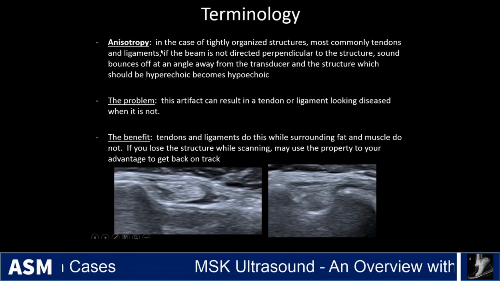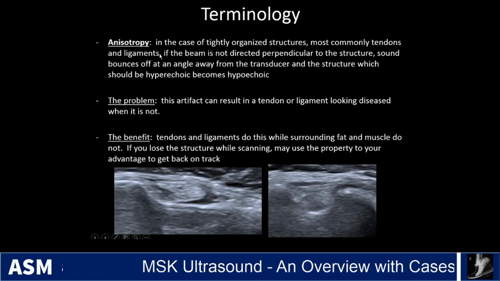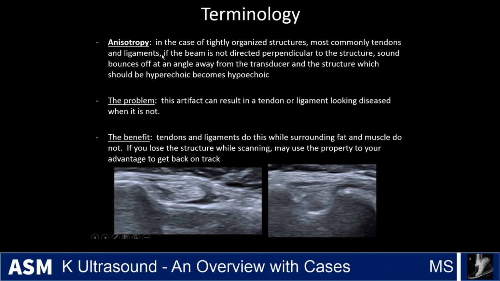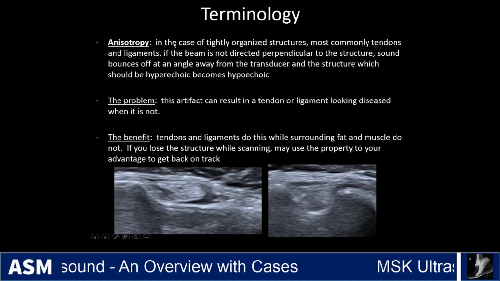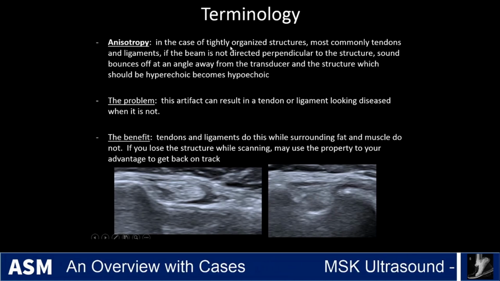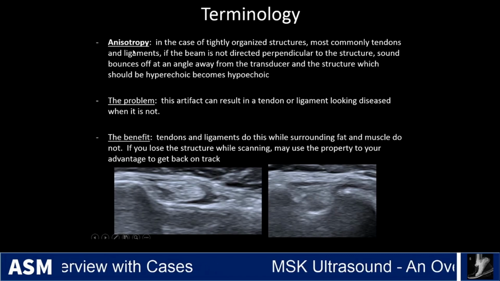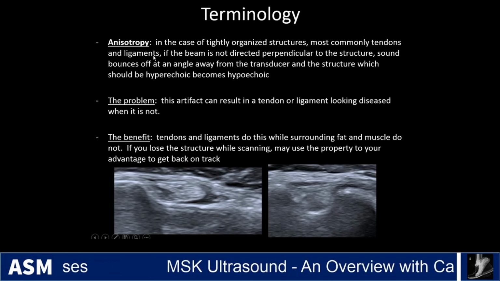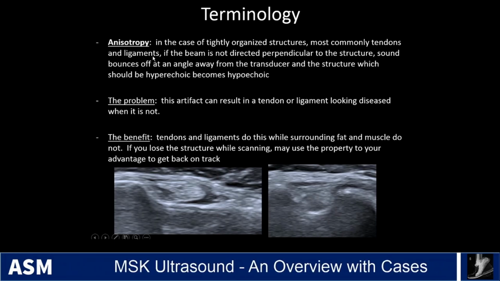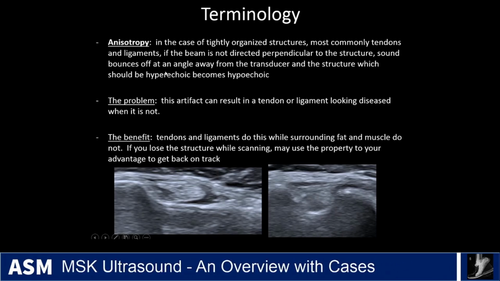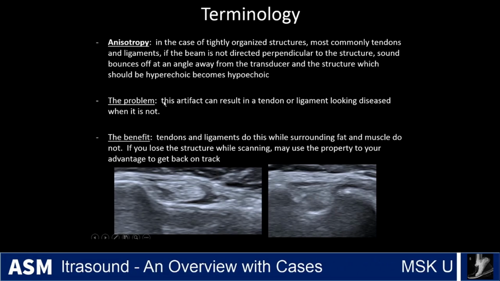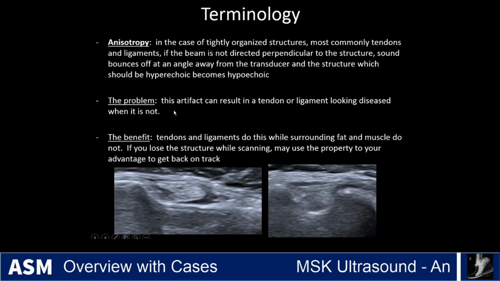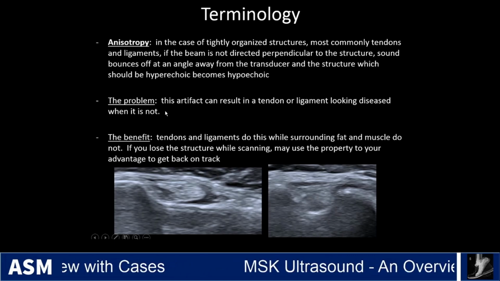One of the things that you'll encounter both on your core and certifying exams in radiology and in real life is the problem of anisotropy when we're talking about tendons and ligaments. In the case of tightly organized structures such as tendons and ligaments, where you have collagen fibers arranged in parallel orientation, if the beam is not directed perpendicular to the structure, some of the sound beams may bounce away from the structure and not reach the transducer, and it may appear hypoechoic. This can be mistaken for pathology, potentially tendinosis or tears or things of that nature. So you really want to make sure that you're not being fooled by artifact.